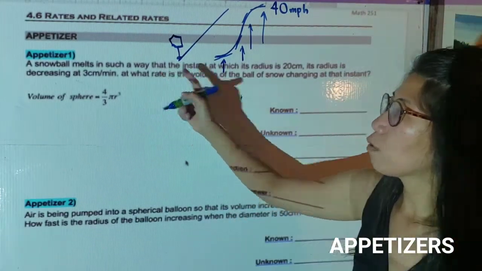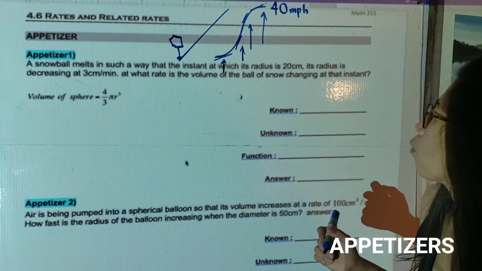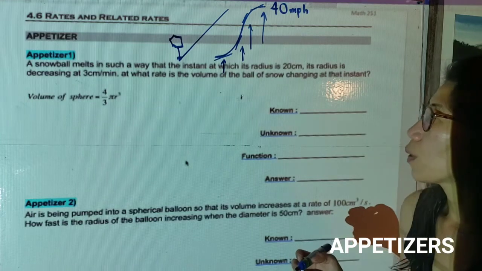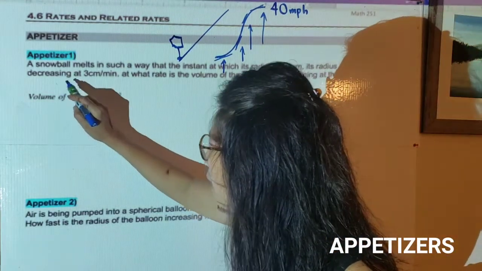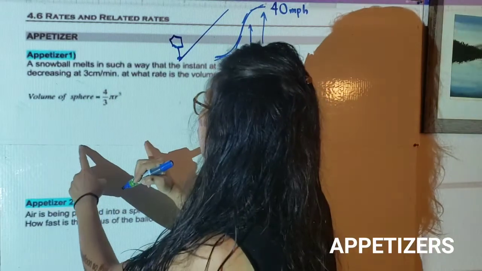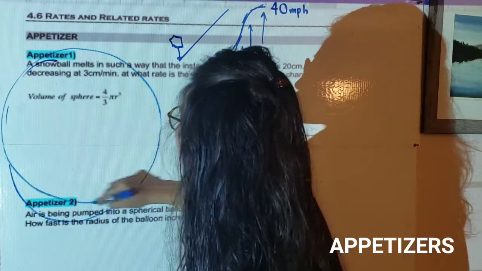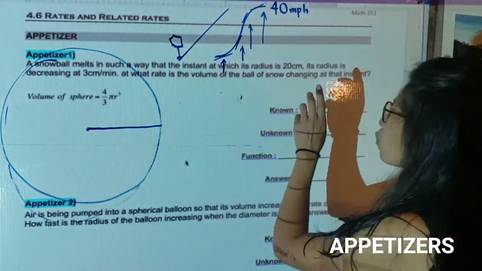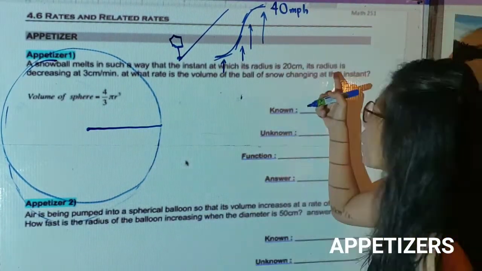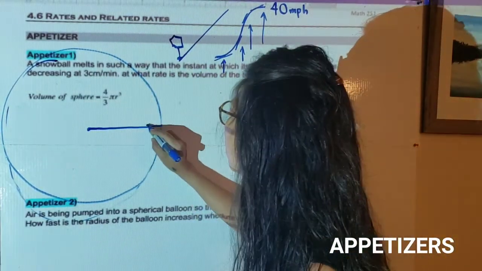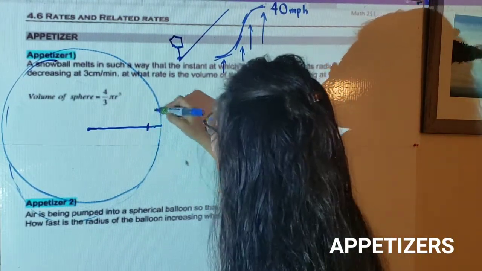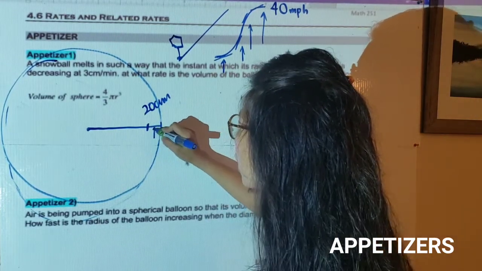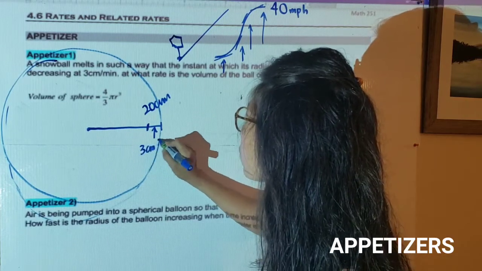Now look at the snowball. A snowball melts in a way that at the instant its radius is 20 centimeters, it's decreasing at 3 centimeters per minute. So let's draw a snowball with a radius of about 20 centimeters. When it reaches a radius of 20 centimeters, the radius is decreasing at 3 centimeters per minute.